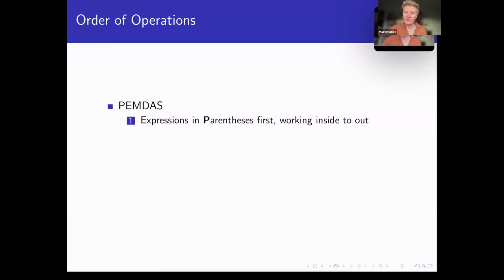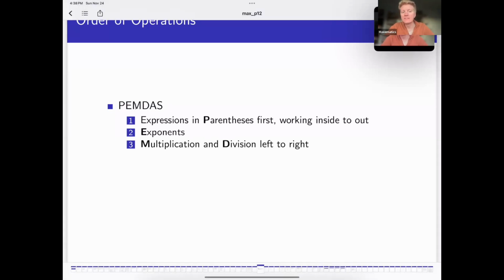PEMDAS just tells us the order in which we evaluate expressions. The P stands for parentheses, so always do parentheses first. If you have parentheses in your expression, take care of them first. Exponents, E: after you take care of parentheses, take care of your exponents. Multiplication and division, M and D, and this is a common misconception: even though this says P first, E second, this is not M first and then division second. Multiplication and division go in the same step.